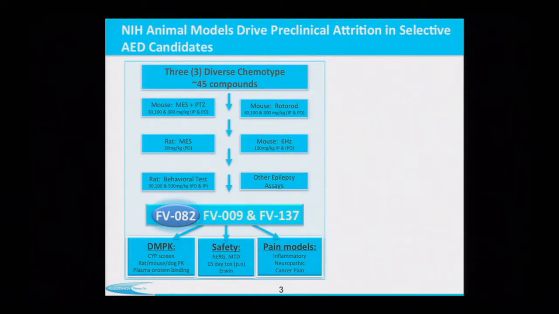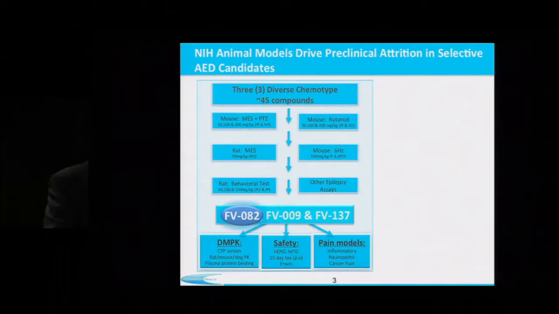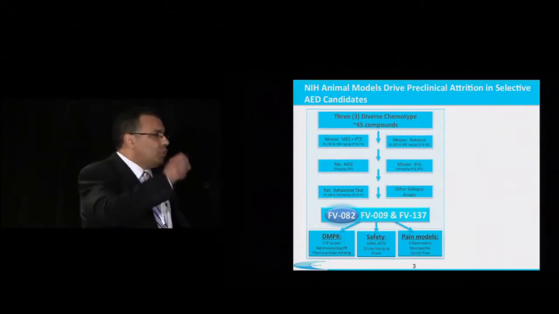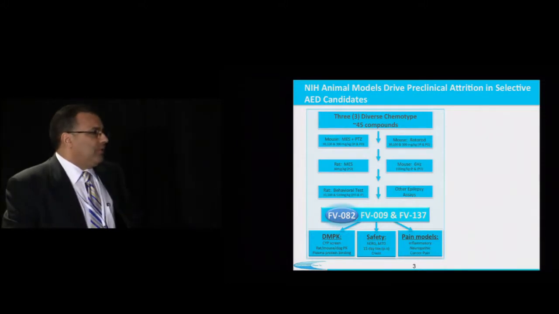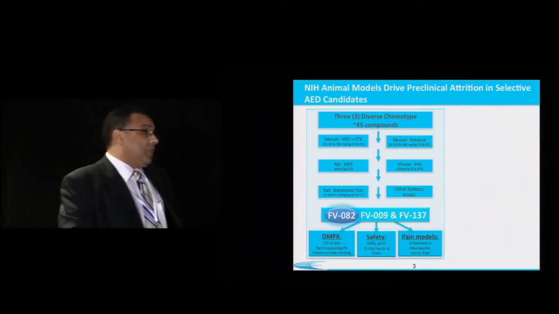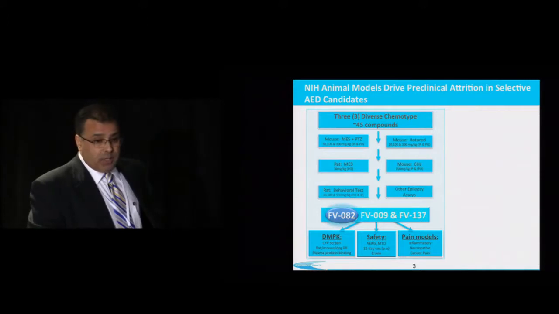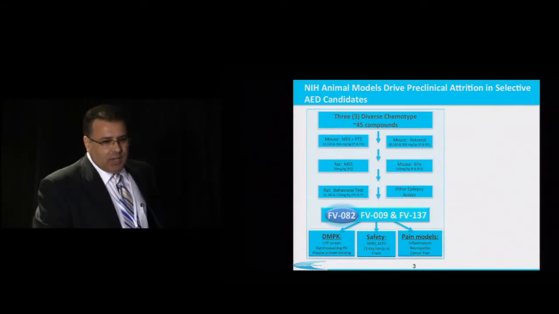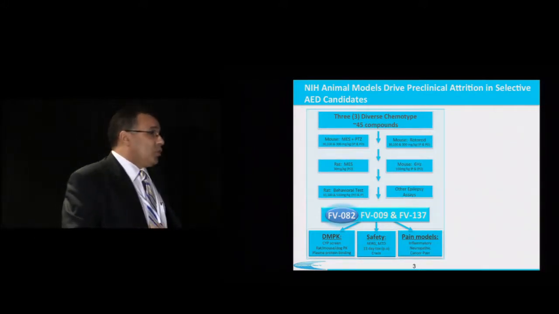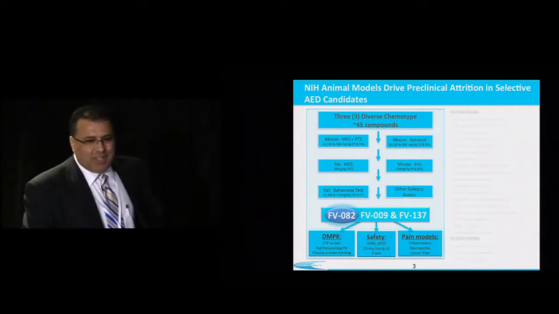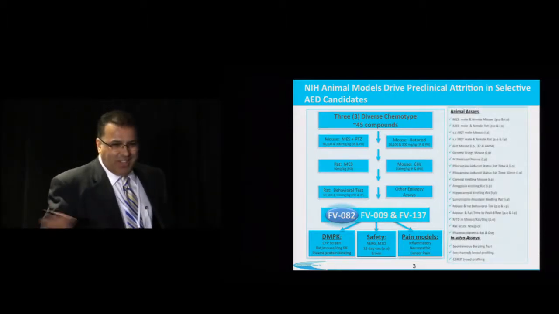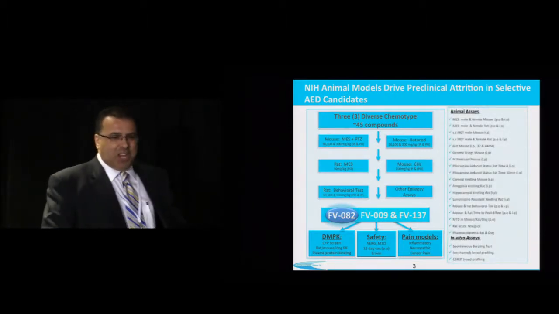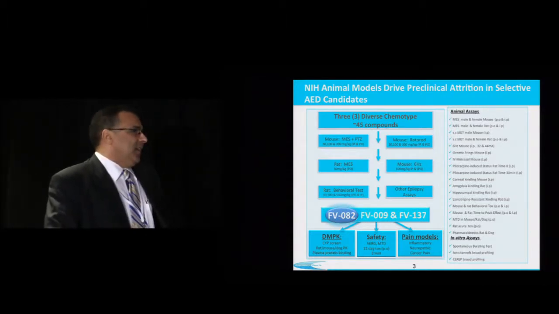And to de-risk the strategy, instead of working on a single class of molecules, we started with 3 chemotypes, structurally different, and we made about 45 compounds. So we used the decision tree from NIH, but we incorporated some key features for drug development, such as safety, DMPK, and of course, other animal models. So we took full advantage, as I said, in the right-hand box, of the animal models we used at NIH.